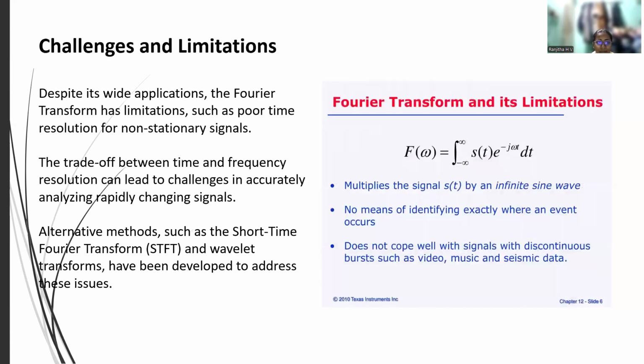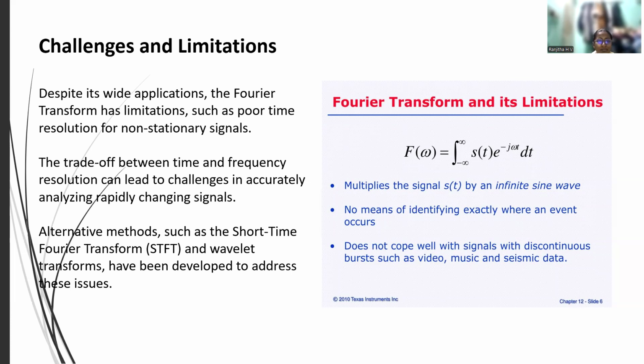The challenges and limitations, despite its wide application. The Fourier transform has limitations such as poor time resolution for non-stationary signals. The trade-off between the time and the frequency resolution can lead to challenges in accurately analyzing rapidly changing signals. Alternative methods such as the short time Fourier transform and the wavelet transforms have been developed to address these issues.